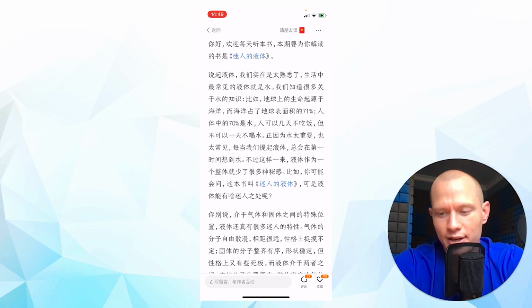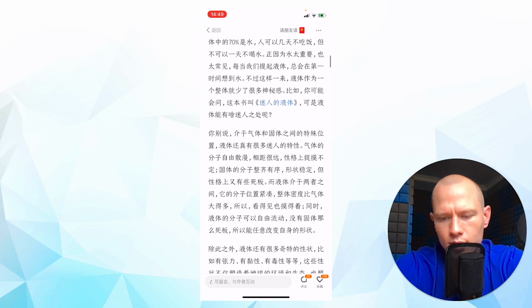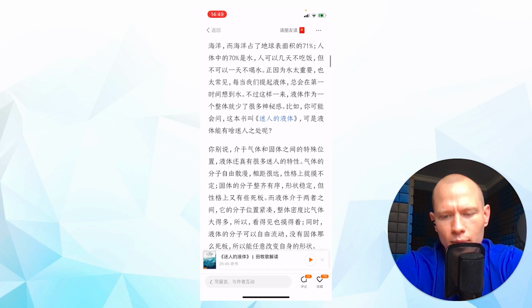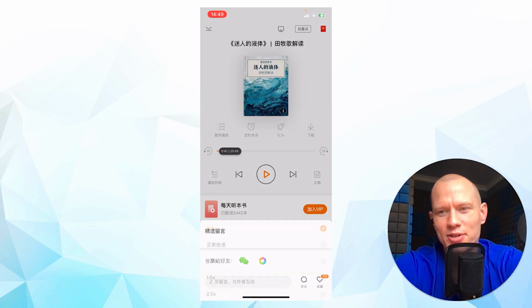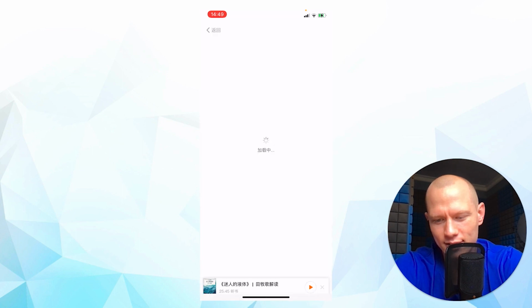总会在第一时间想到水。不过这样一来，液体作为一个整体，就少了很多的神秘感。比如你可能会问，这本书叫《迷人的液体》，可是液体能有啥迷人之处呢？你别说。And if I was getting bored of this, I might try my luck at the full speed, but let's see how that goes.